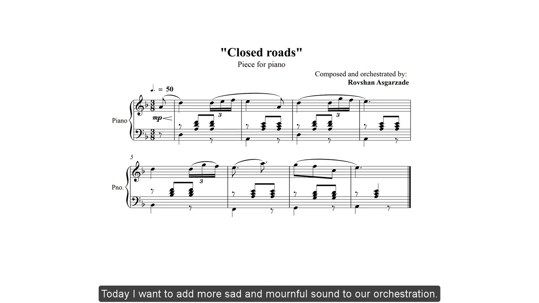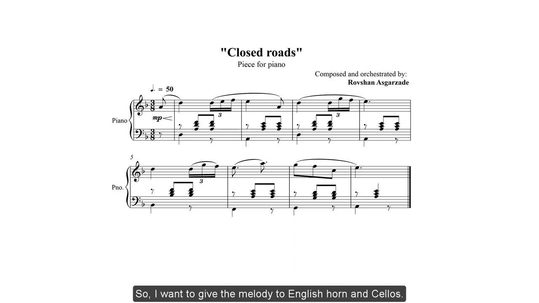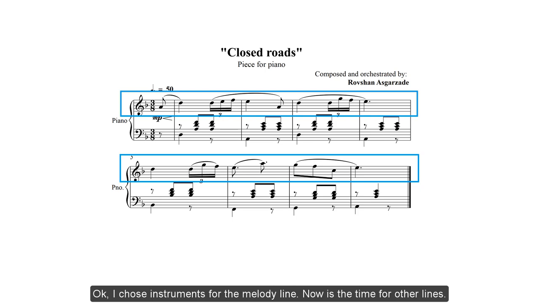Today I want to add more sad and mournful sound to our orchestration. Okay, which instruments are possible for this character? Oboe, English horn and bassoon from woodwind section, trumpet from brass section, cellos from string section are useful. So, I want to give the melody to English horn and cellos. Okay, I chose instruments for the melody line. Now is the time for other lines.